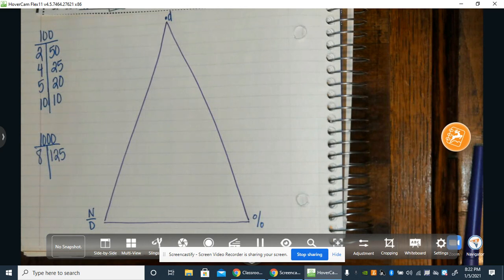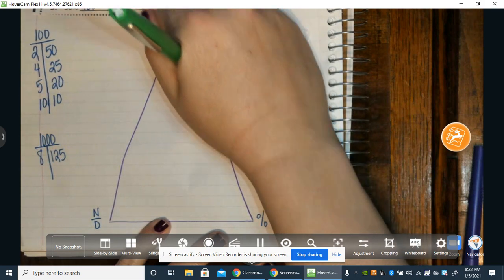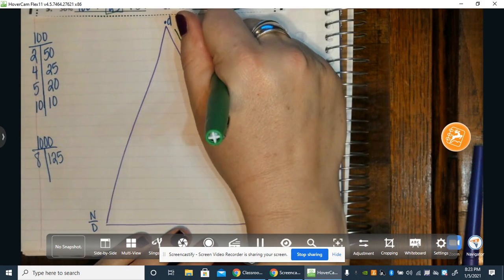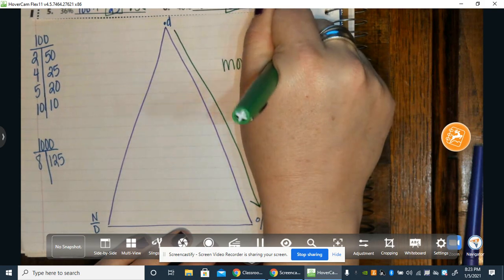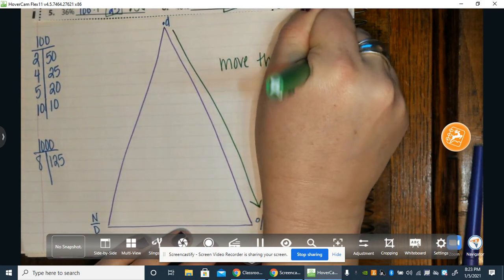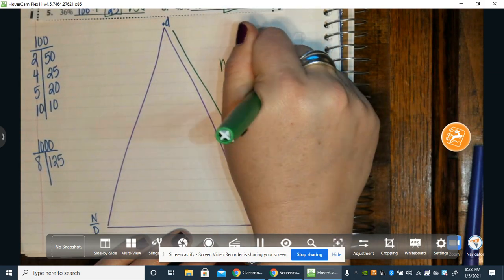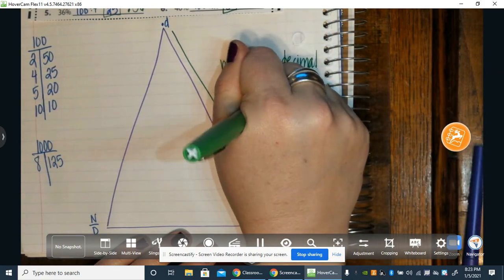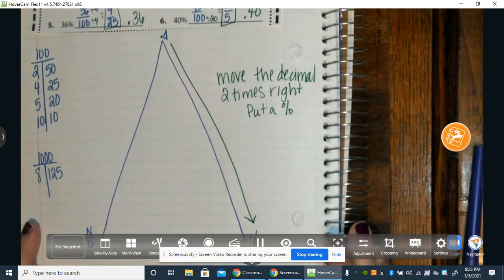Okay, so the easiest way to go through this triangle is first going through your decimal to your percent. So go from a decimal to a percent. So I'm going to draw an arrow from decimal to percent. All we have to do is move it. Move it, move it, move it. Move the decimal 2 spots or 2 times. And we're going to go in the right direction. And then we're going to put a percentage sign. So we're going to move it 2 times.